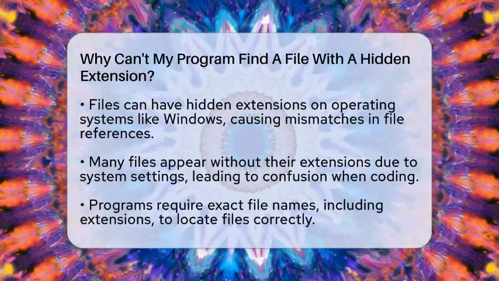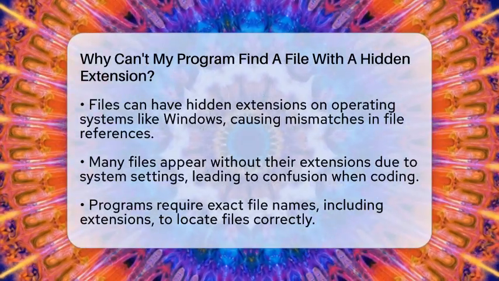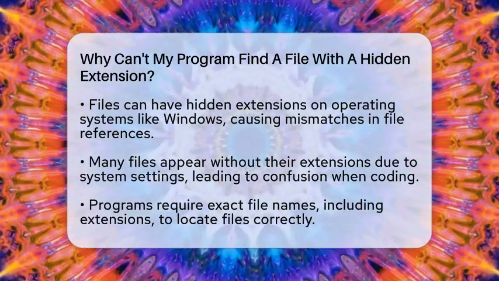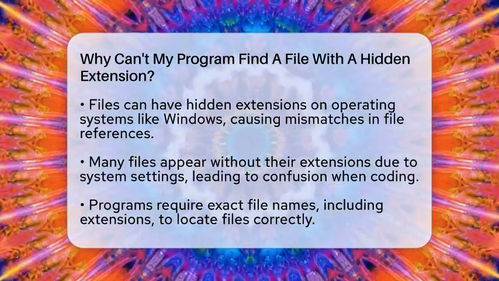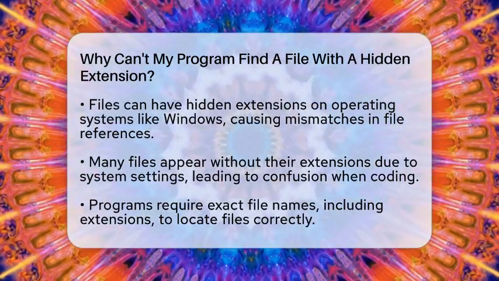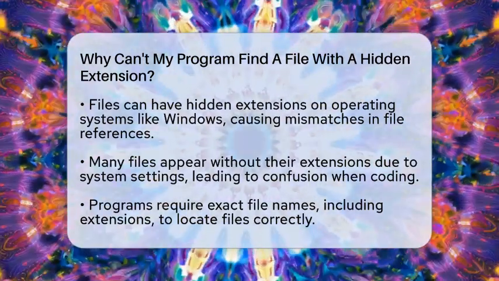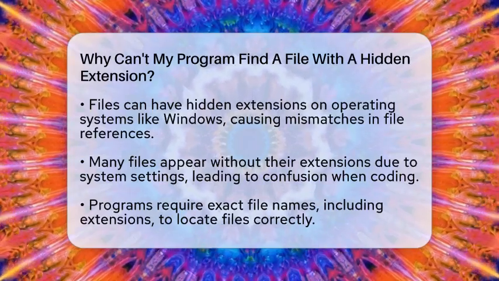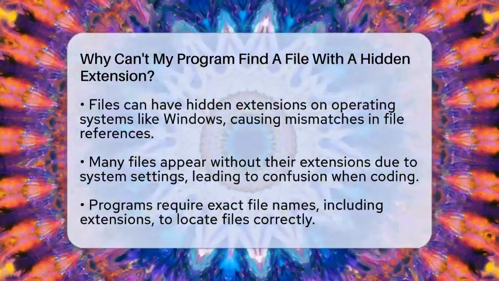Many operating systems, like Windows, hide the last part of a file's name, which is called the extension. For example, a file named report.docx might just show as report in your File Explorer. If your program looks for report.docx, but only sees report, it won't find the file. This mismatch causes a file not found error.